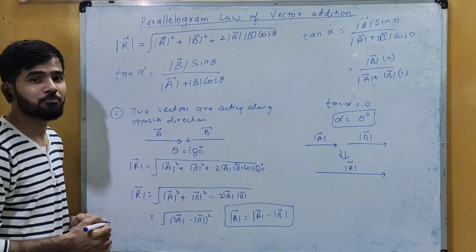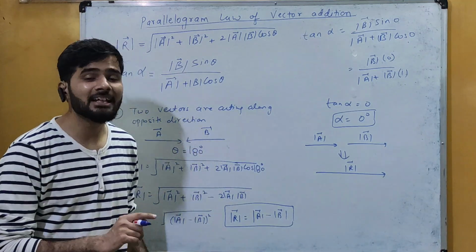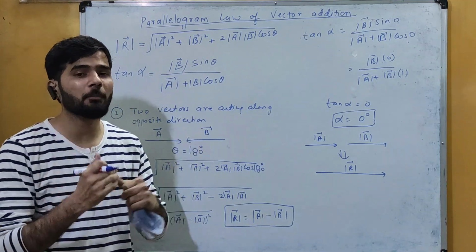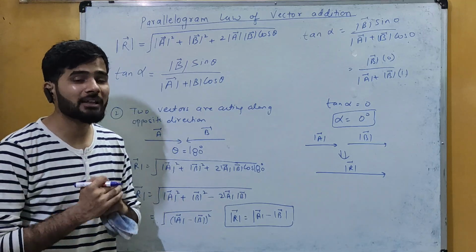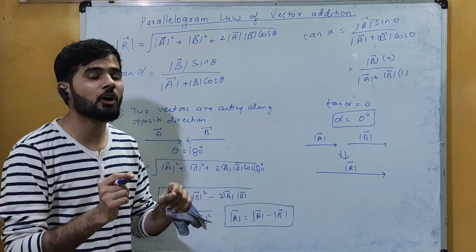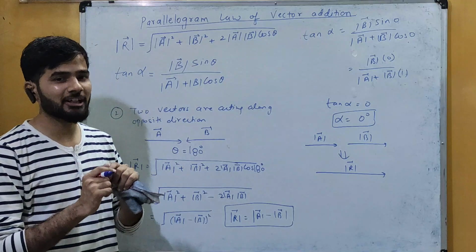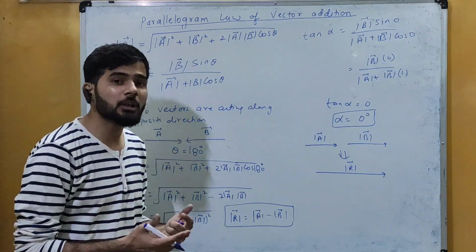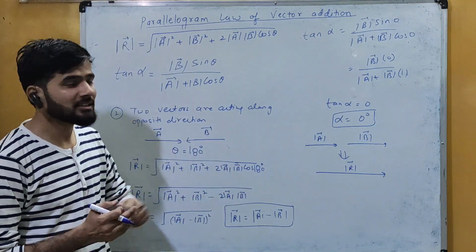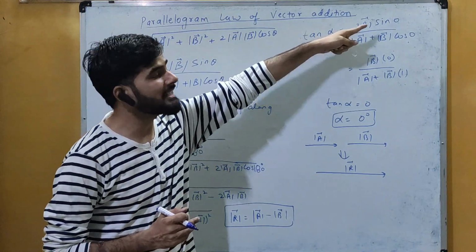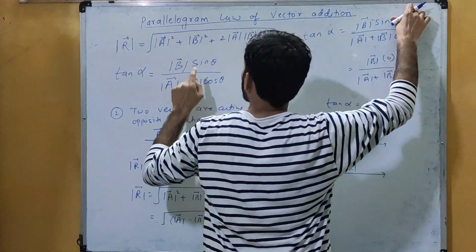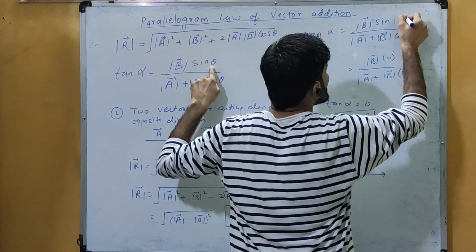A minus B. So this is what we have seen, that if we have two vectors which are acting in the opposite direction, in that case we can simply subtract them in order to find the resultant magnitude. Now what about the angle? How can we find the angle? Resultant angle tan alpha is equal to B sine, in place of 0 here it is angle theta, I can write 180 degree.